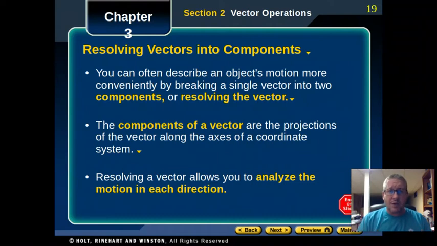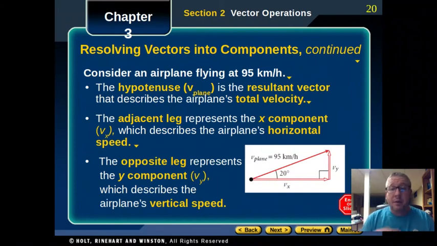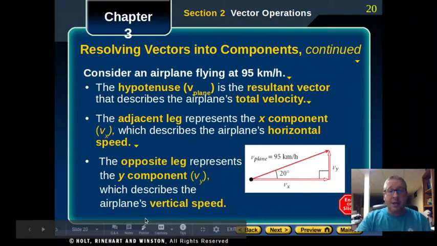Where we used the tangent of theta function in the first part, in this part, since we're solving for the other two components, we're going to be using the sine and cosine functions. We're going to continue to use the vector system like we did in the first part. So we're going to set up a grid system and use our vectors to draw out our motion. Looking at a small example here, we have an airplane that is flying at 95 kilometers per hour.